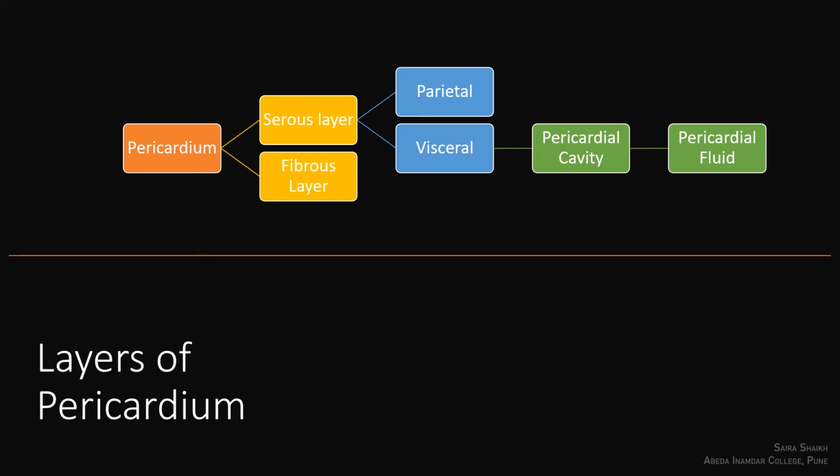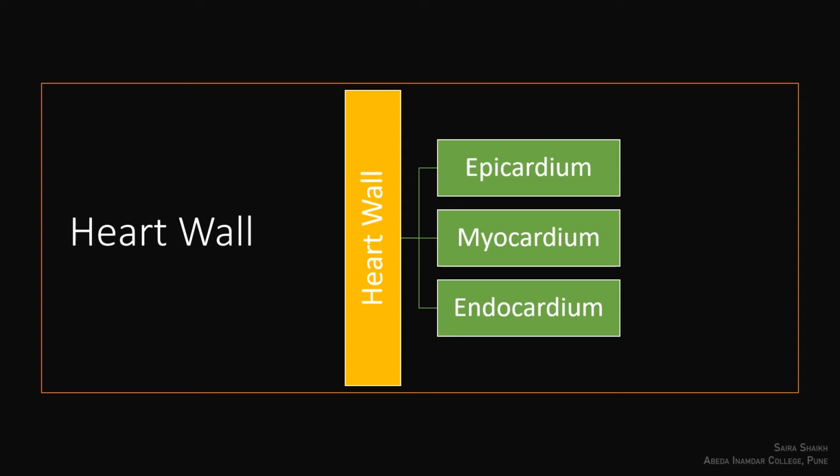Pericardial fluid is secreted by the serous layers. Pericardial fluid has importance. It lubricates the heart during the pumping as well as during the movement of the lungs and the diaphragm. The wall of the heart is made up of three layers: epicardium, myocardium and endocardium.